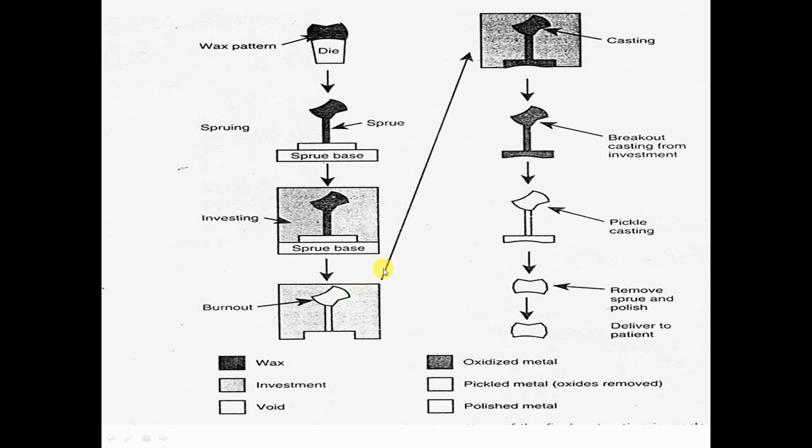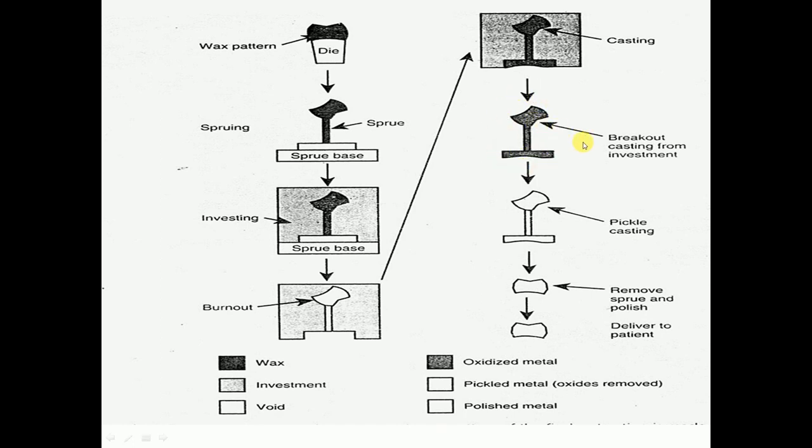When there is a burnout of the wax, then a hole is created, a gap is created, because your wax is burnt out in the furnace, and you put a casting alloy into this space, which is known as casting. After this, the casting is broken out from the investment. This is the oxidized metal, and after this you take out your sprue, and this is known as a complete casting.